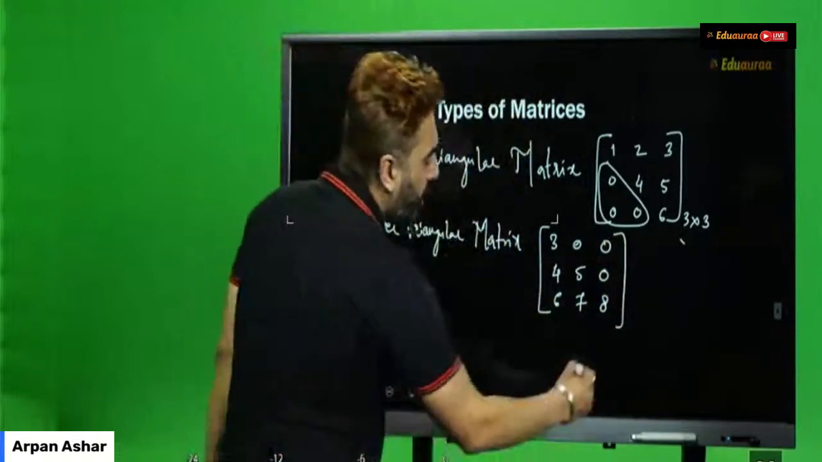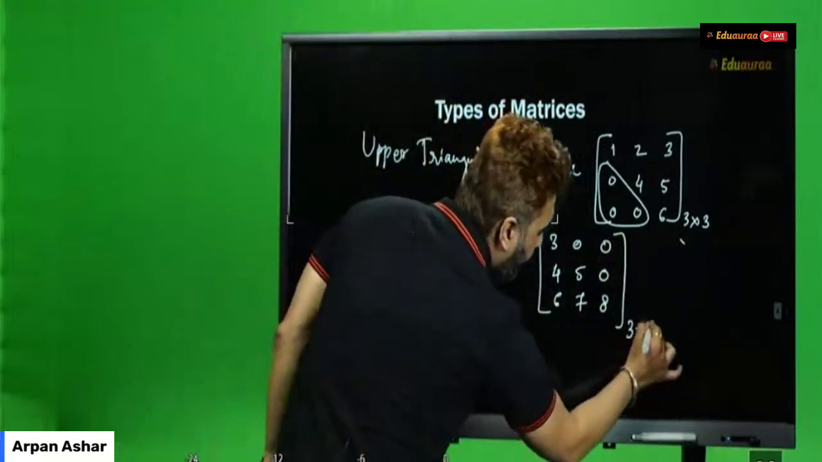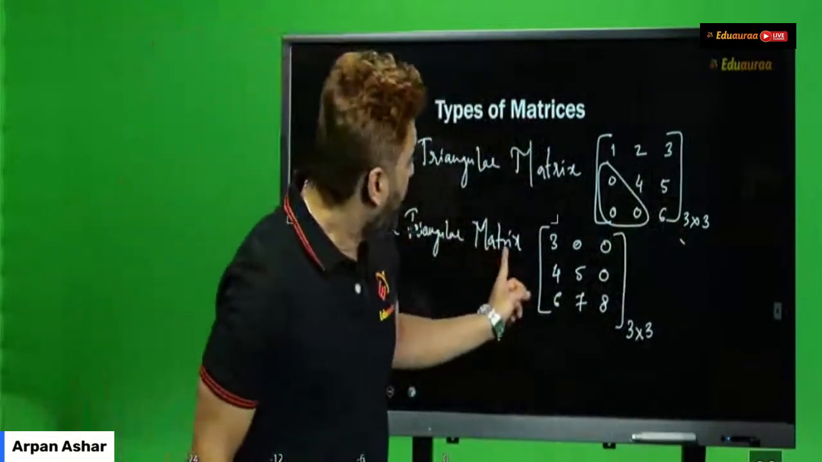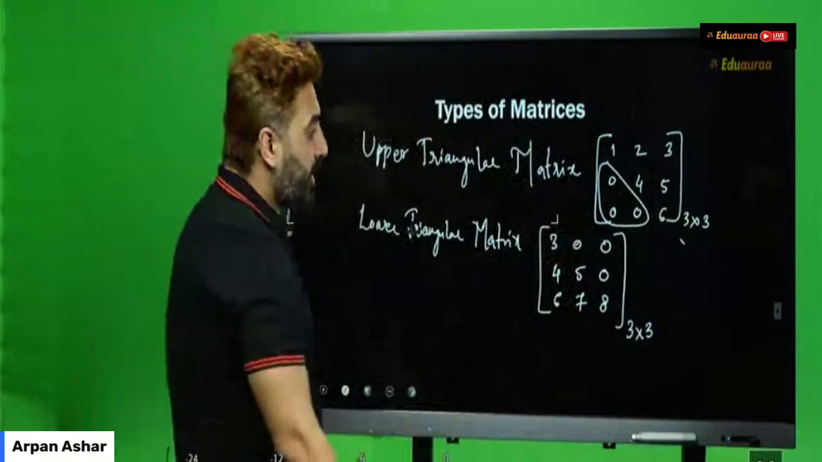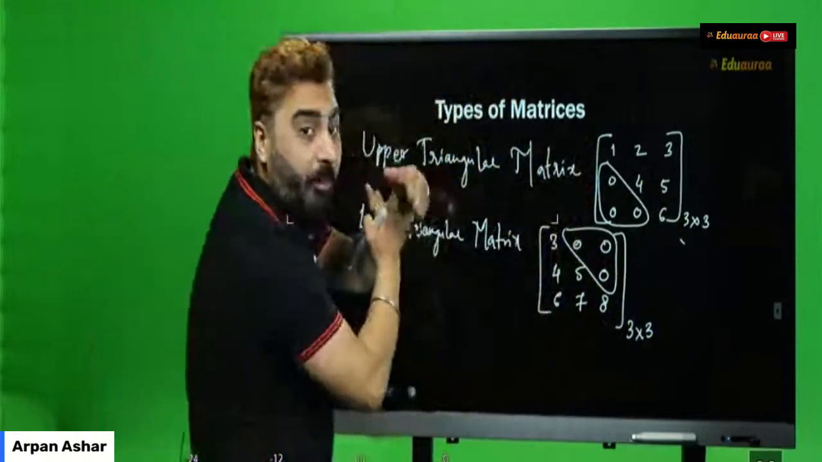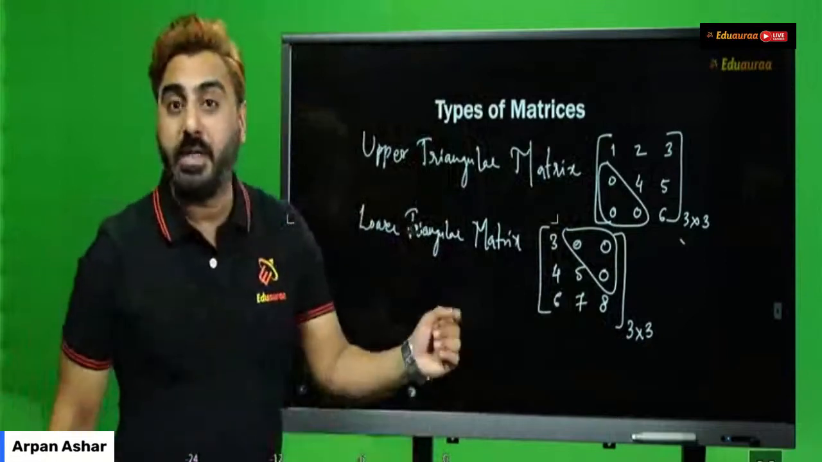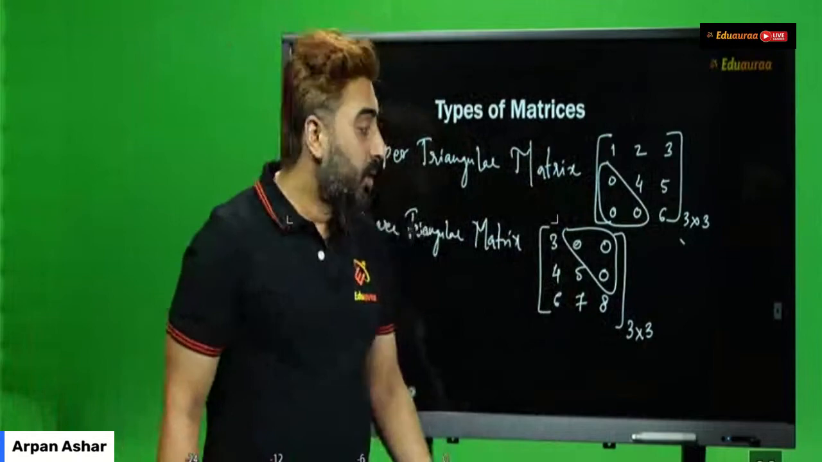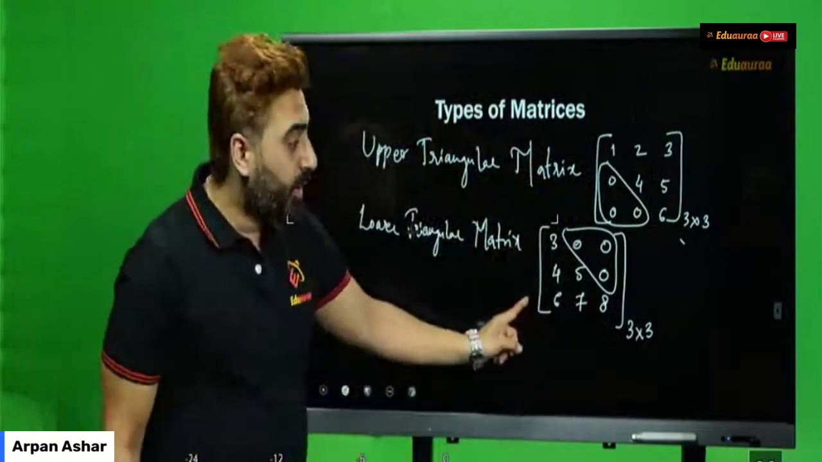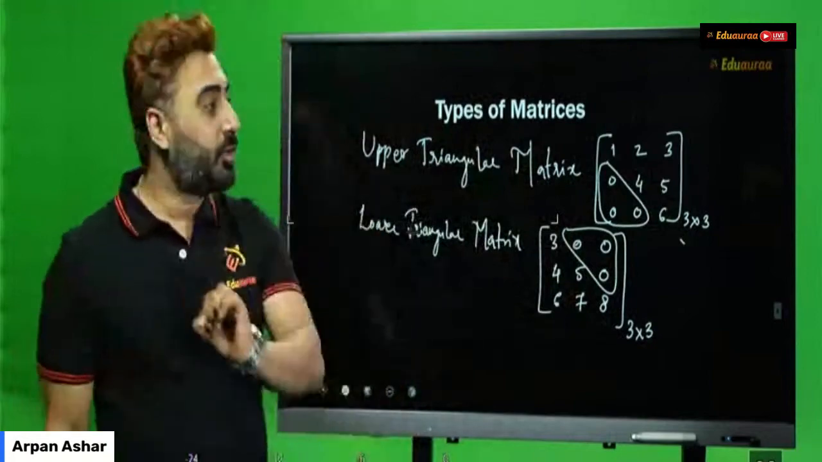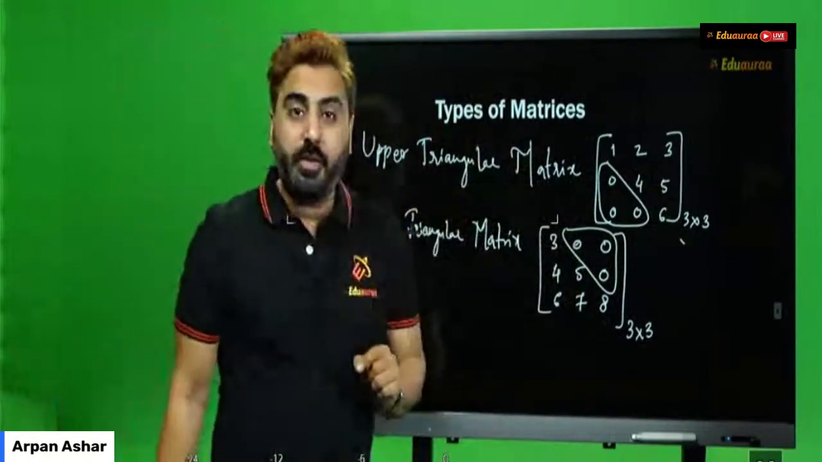First of all क्या आएगा order? Comments में लिखो 3 by 3. Or how will you define? We will define this as a square matrix whose upper non-diagonal elements are 0. So what is lower triangular matrix? It is a square matrix whose upper non-diagonal elements are 0. So this is about your lower triangular matrix.